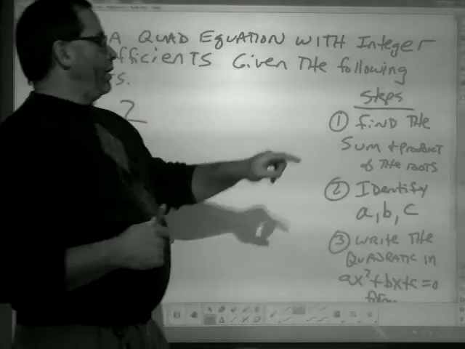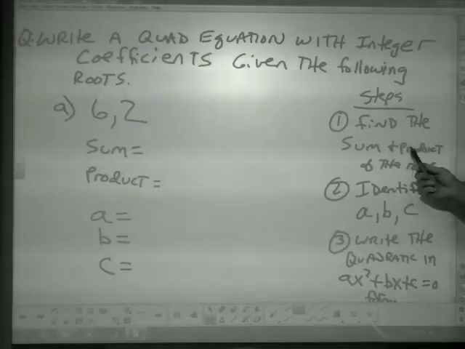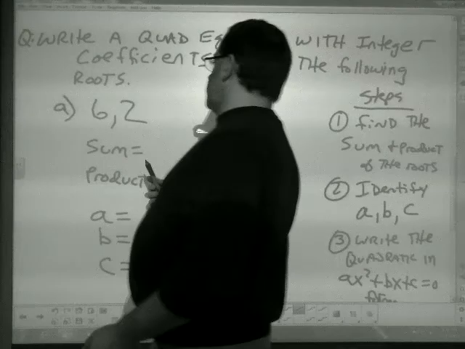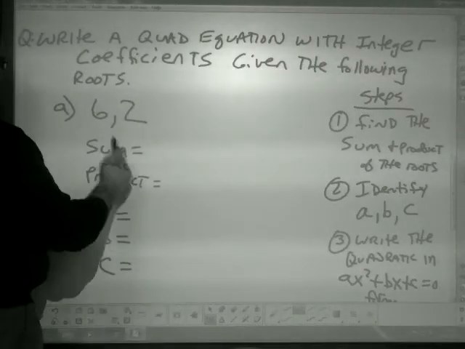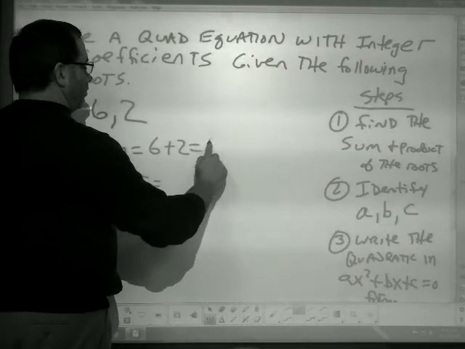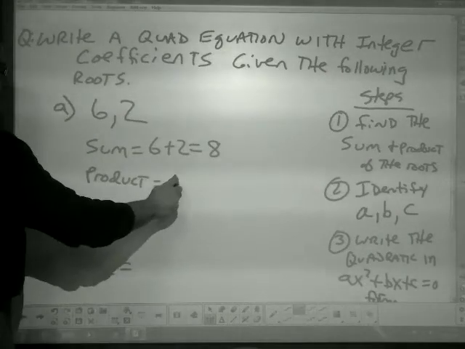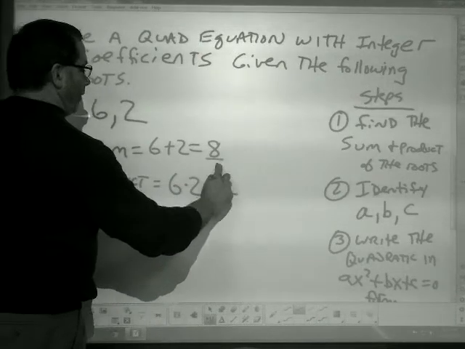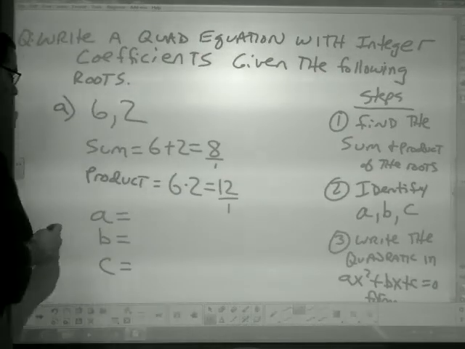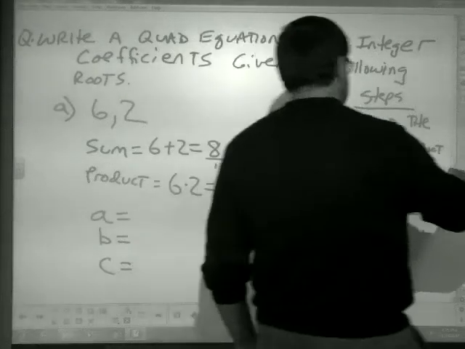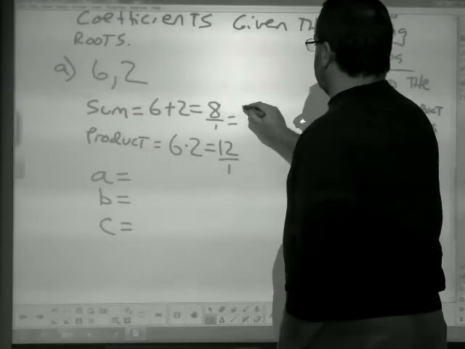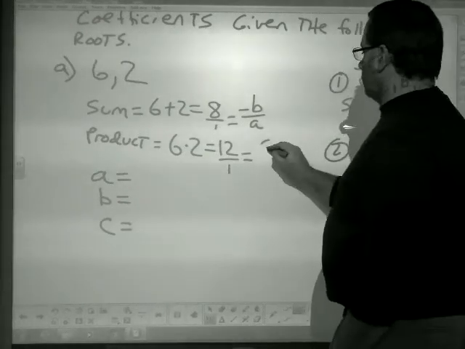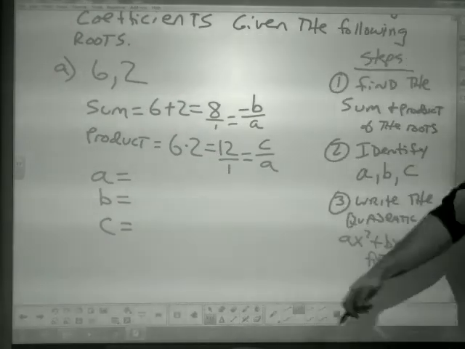All right, so step 1, you need to find the sum and product of the roots. Okay, so easy cheesy lemon squeezy. Sum: 6 plus 2 equals 8. Product: 6 times 2 equals 12. And again, I'm going to write these as a fraction because isn't the sum equal to opposite b over a? And the product is equal to c over a?